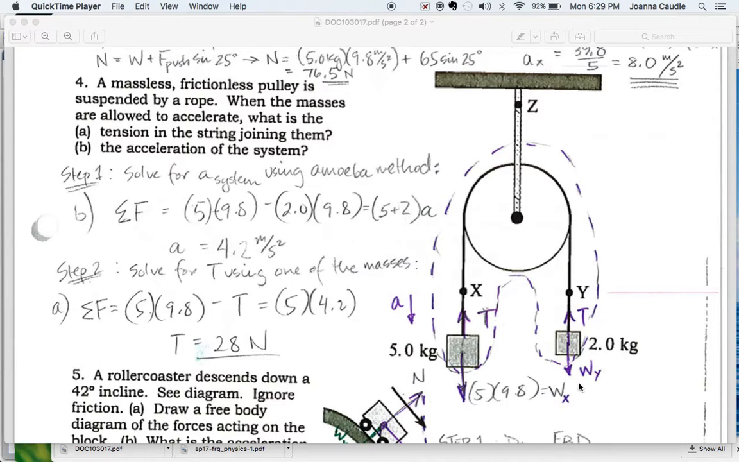Now that I have that, I can look at one of the masses individually and solve for the tension force, which is what was asked in part A of this question. So I picked the 5 kilogram mass, but you could pick either one. And I wrote the sum of the forces. The net force on the 5 kilogram mass is the weight minus the tension. So there's the weight minus the tension, which is what I'm looking for, and that's equal to the mass of the block times its acceleration, which we already solved for was 4.2 meters per second squared. Solving for the tension, I get 28 newtons.